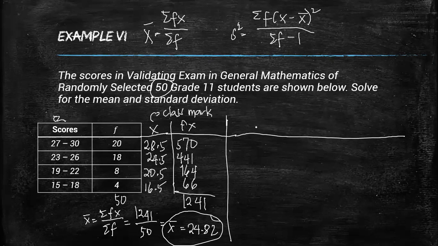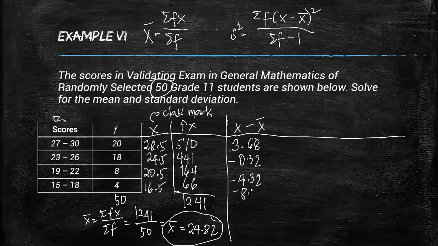Paulan ka pa. Okay. So, X minus X bar. So, meron na tayong X bar. So, yon. I-solve na natin siya. So, X minus X bar, isa-isahin ko na lang. 3.68. Saan yan galing? 28.5 minus 24.82. Yung sumunod, ganun din. 24.5 minus 24.82 and so on. Kaya meron tayong negative 0.32, negative 4.32, and negative 8.32.